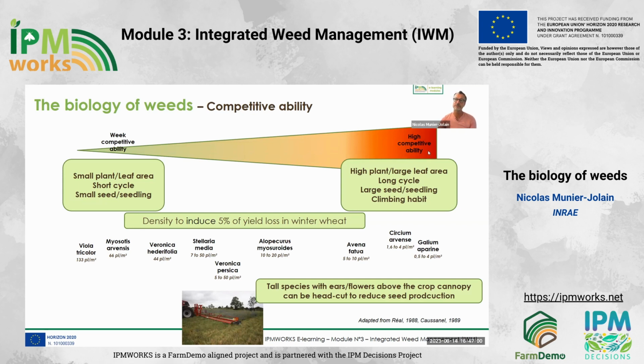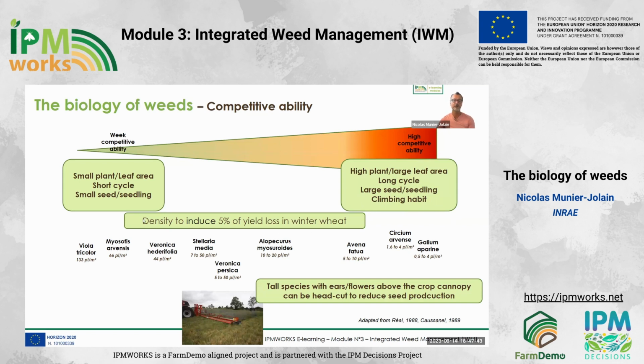Whereas, of course, the weed species with a high competitive ability tend to be tall plants, with large leaf area and a long life cycle. They can have large seedlings. And it can also be a climbing habit that gives weeds the opportunity to climb on the crop, and at the end of the season to be over the top of the crop and come to the sunlight and become very competitive. And this is, for example, the case for Galium aparine, which is a very competitive species.